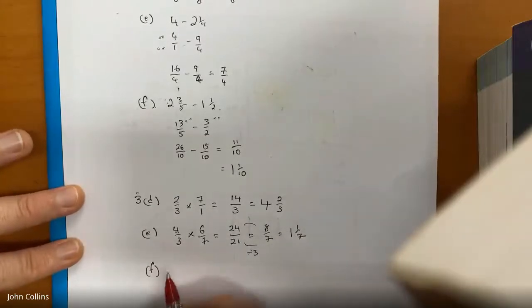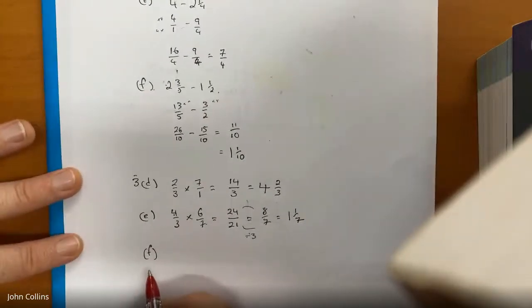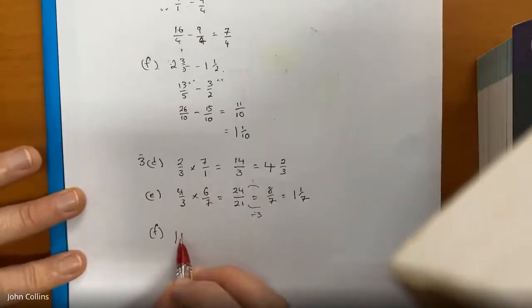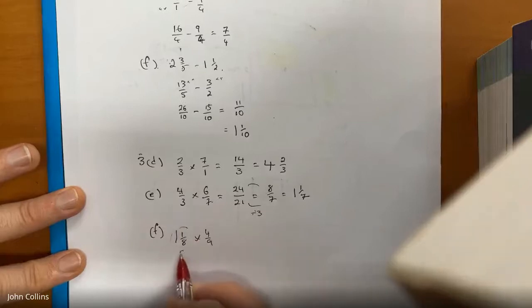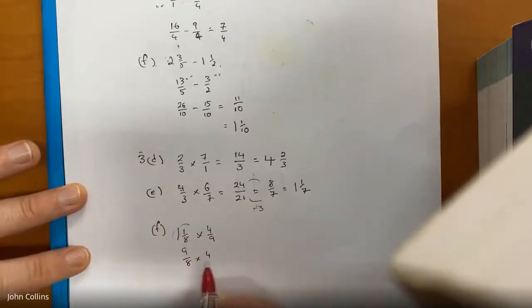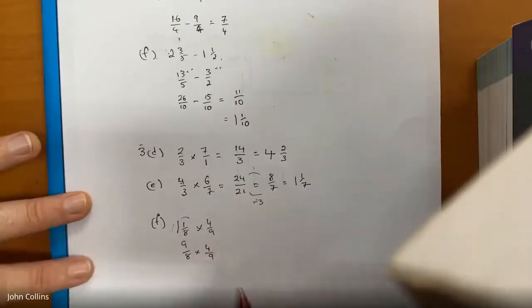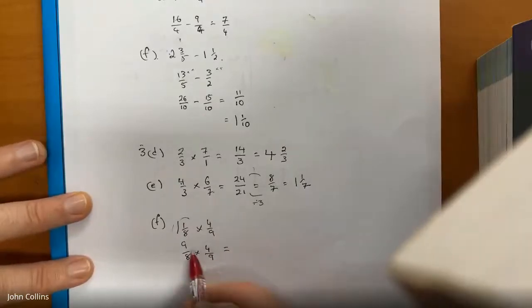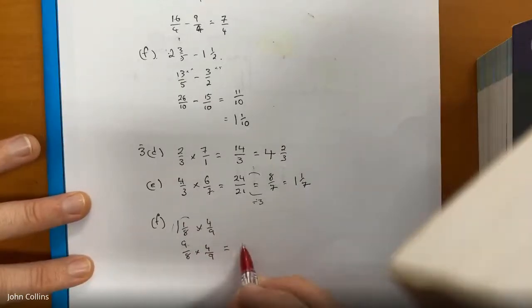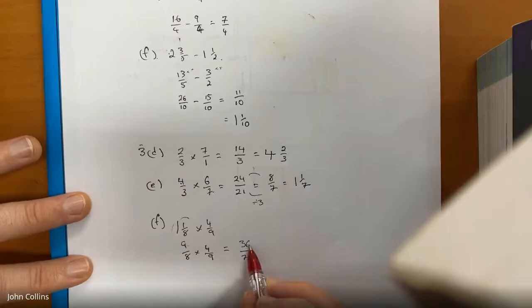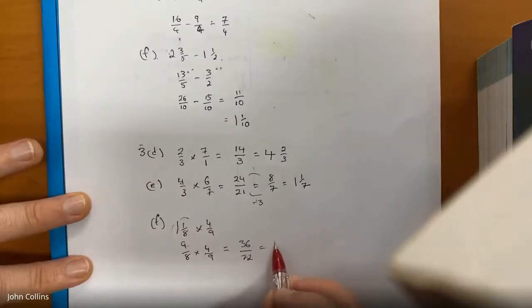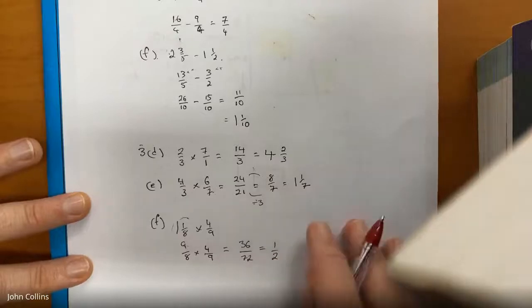Part F then, Alberto thinks it's a half. Let's see if he's right. 1 1/8 multiplied by 4 over 9. So let's change this to 9 over 8 multiplied by 4 over 9. Let's just, once again, simplify afterwards. 4 times 9 is 36. 8 times 9 is 72. And if you're quick off the mark, you'll notice that that is half of that. But if you just simplified it, you will eventually get a half. So Alberto, you were correct.